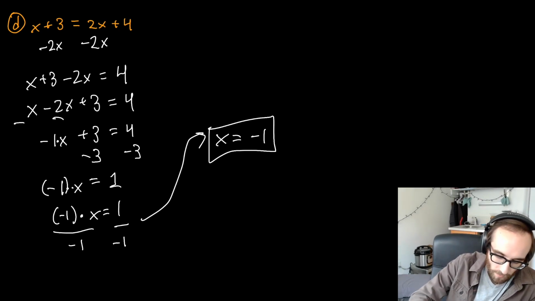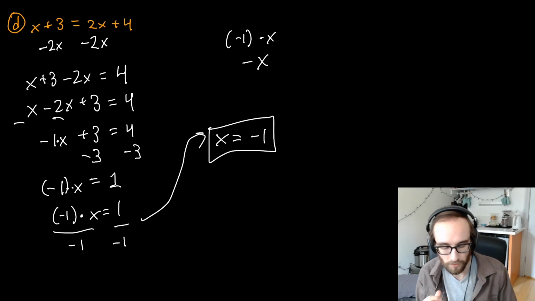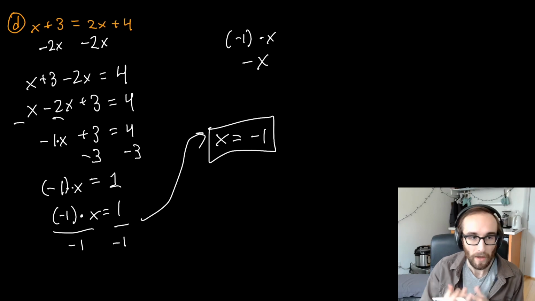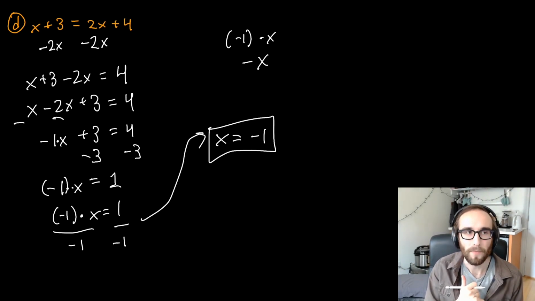One note is you might see negative 1 times x written as negative x. So notice those are the same things. We're just excluding the 1 like we usually do for positive ones. There we go. So we went through a few examples of solving for one variable in equations.